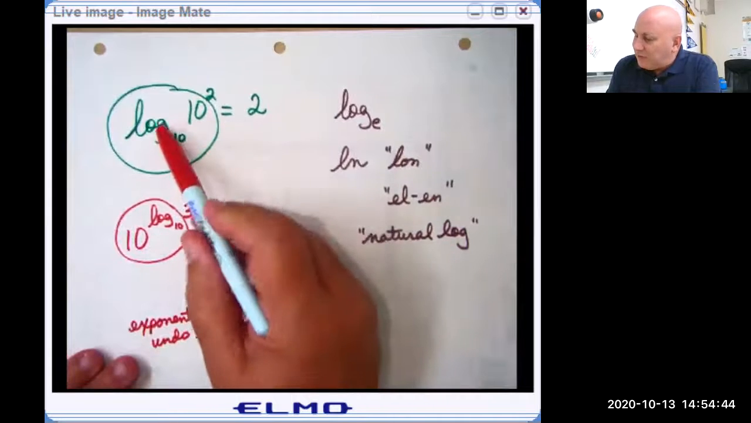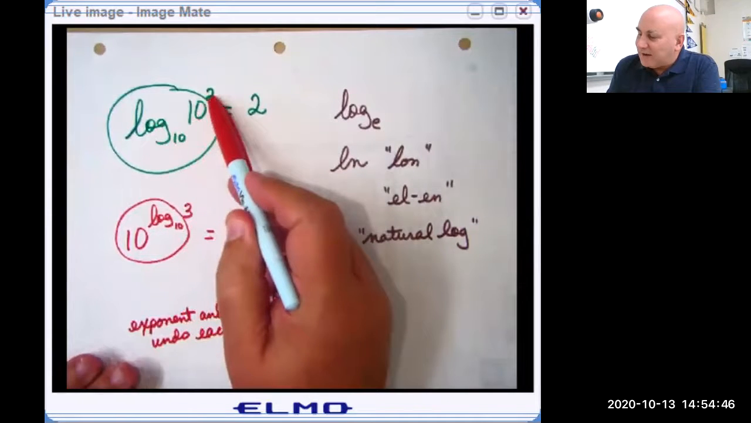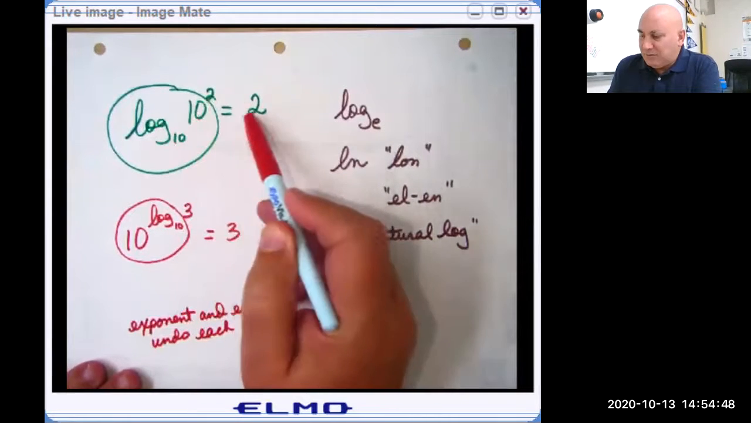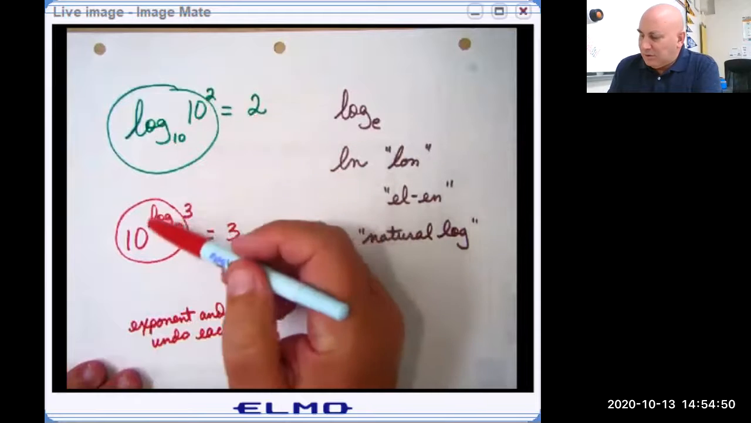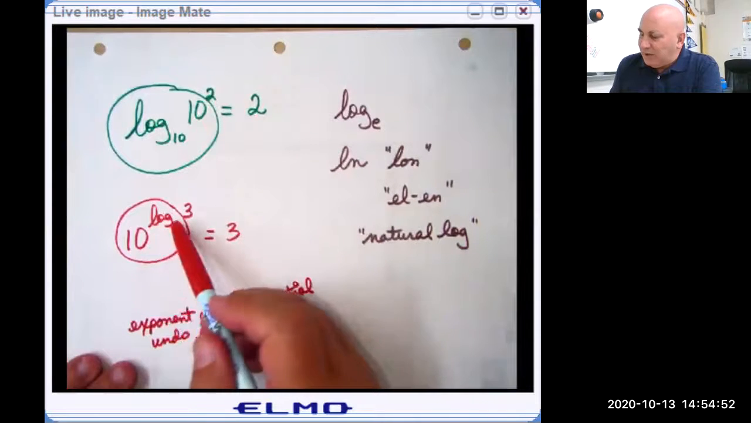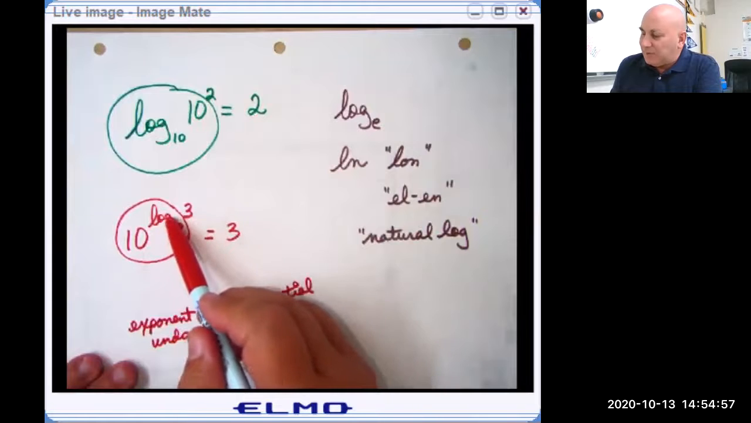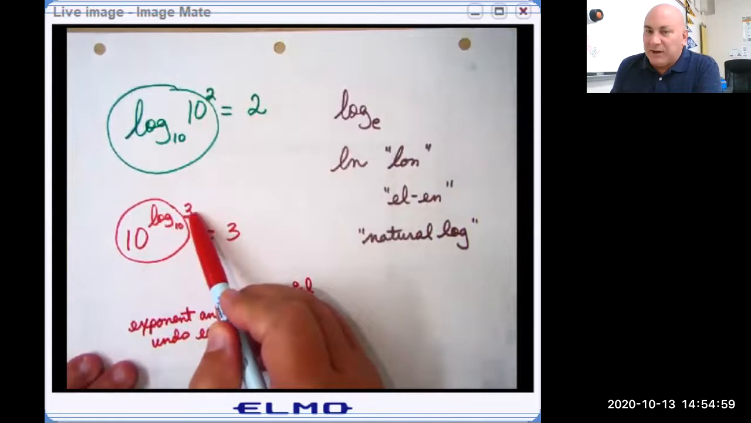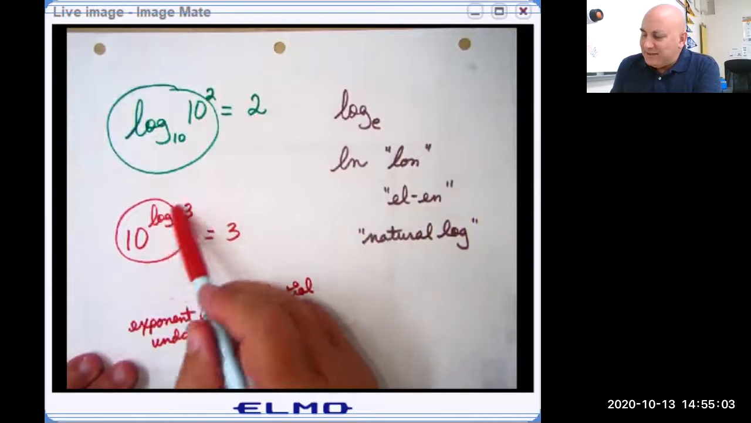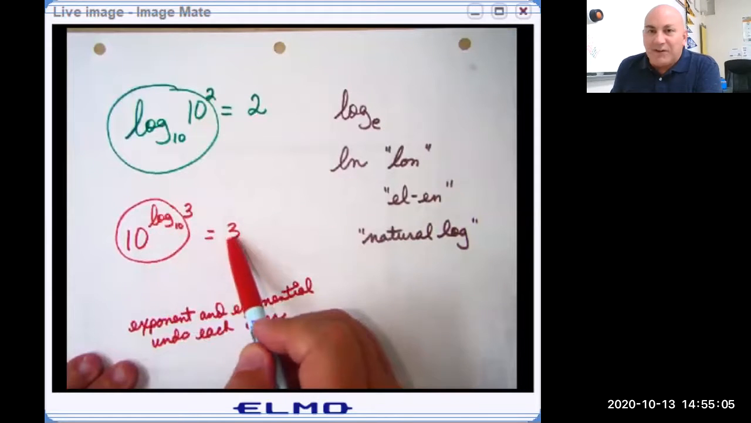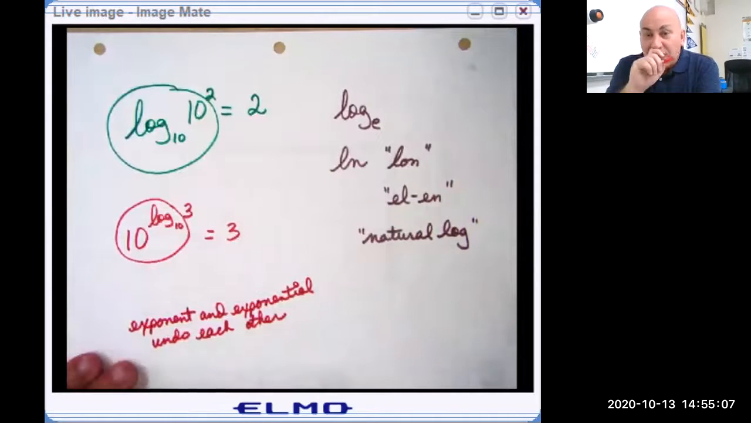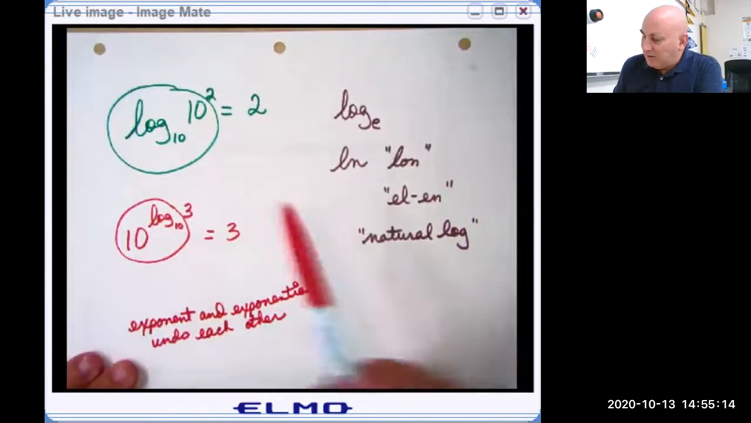So the exponent of 10 that gives me 10 to the second power, well, that should be 2. And I don't know what the log base 10 of 3 is. I know that this is the exponent of 10 that gives me 3. Whatever that number is, if I make it an exponent of 10, then it must give me 3. If you don't understand that, stop, rewind, go back and listen again until you get that.